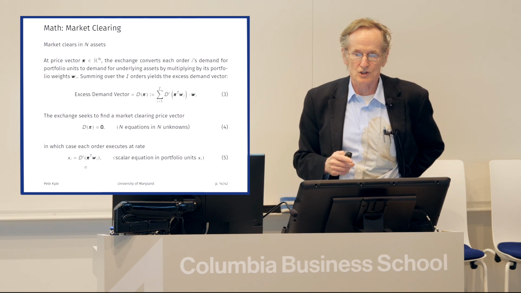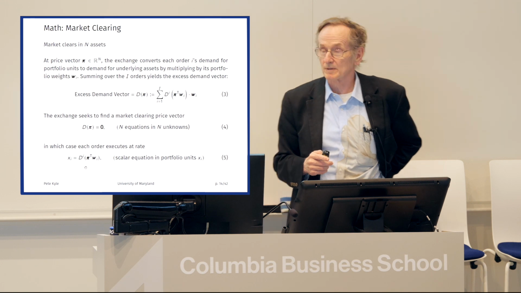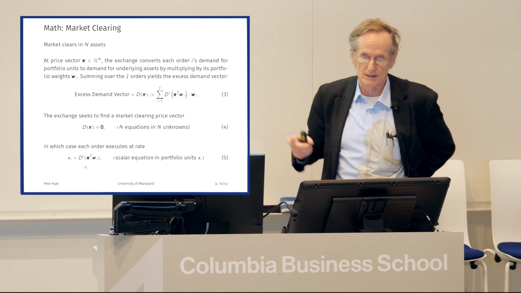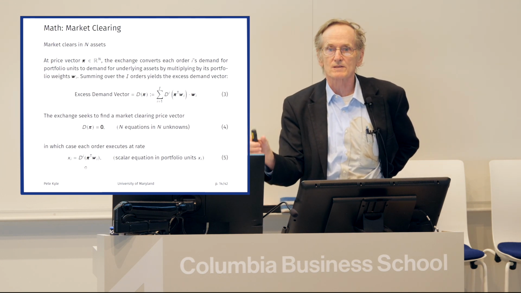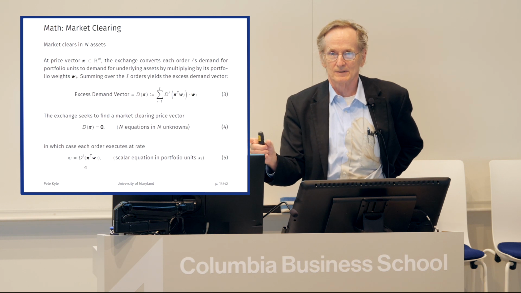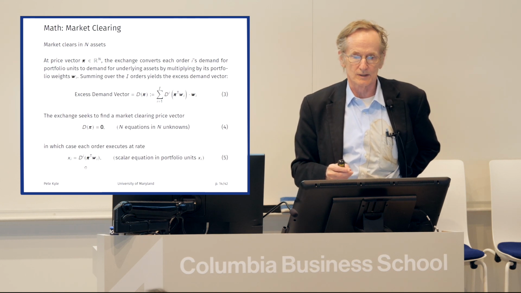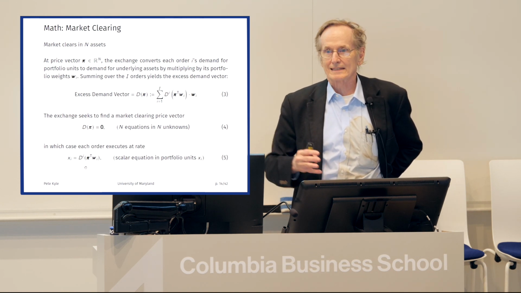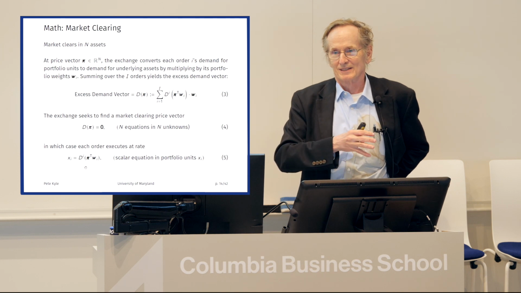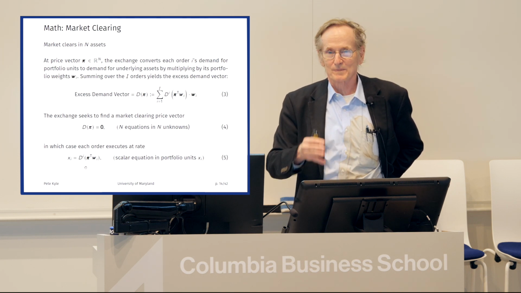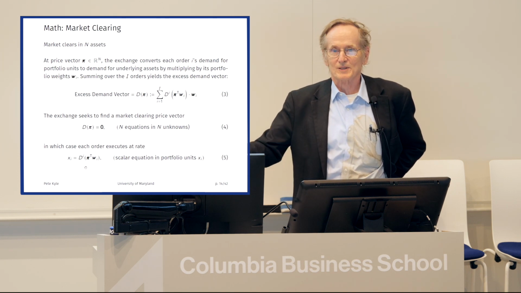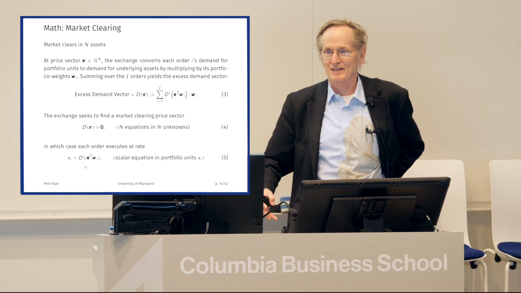And so what is the exchange doing? Keep in mind the pi transpose W that you see inside of D, that's the price of the portfolio expressed in terms of the prices of the assets, pi. So what the exchange is trying to do in equation 4 is take the aggregate demand schedule and find a vector of prices that clears the market for all 1,000 assets simultaneously.